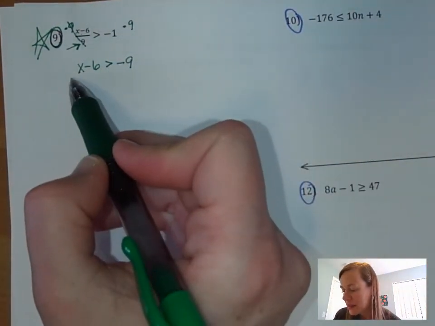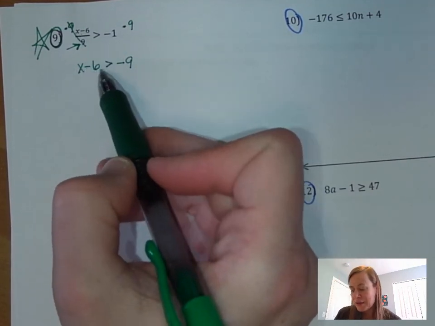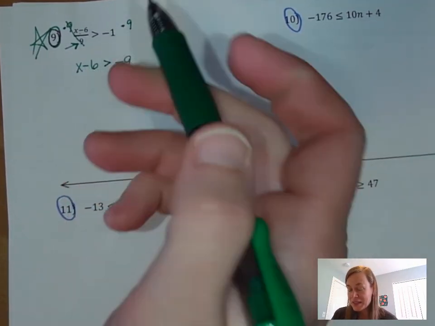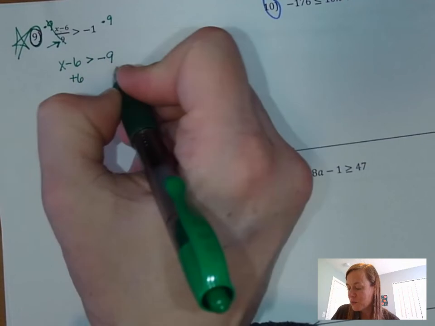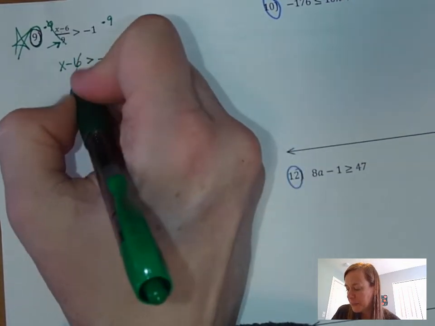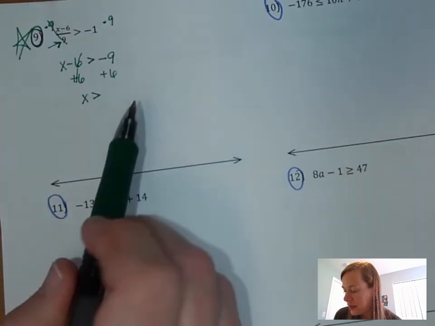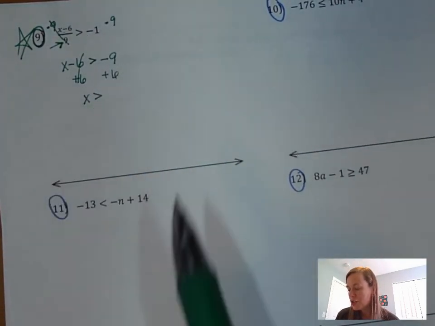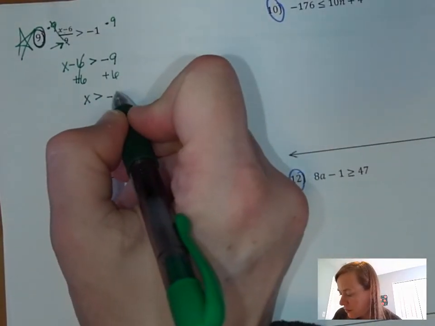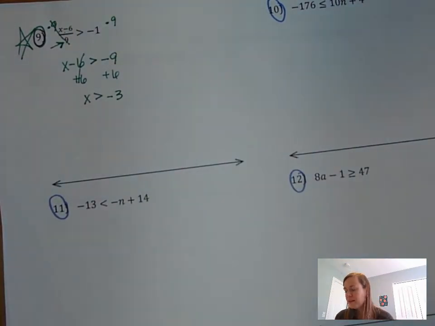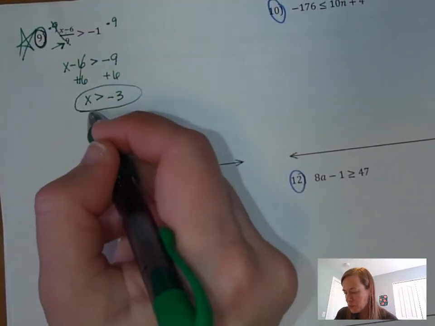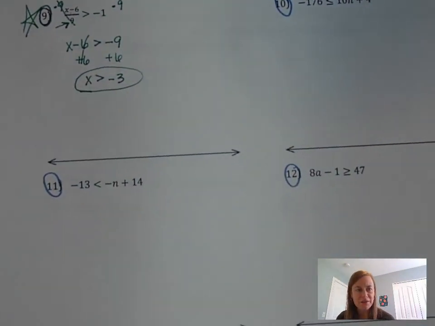Let's go ahead and do the next step. We still want this x by itself. Let's get rid of this minus 6. What's the opposite of minus 6? It's going to be plus 6, and we'll do that to both sides. That's going to go to 0, and we're going to be left with x is greater than, let's see, different signs subtract, you're going to have negative 3. And, okay, and then we're done. This is what we want. We just also need to graph.